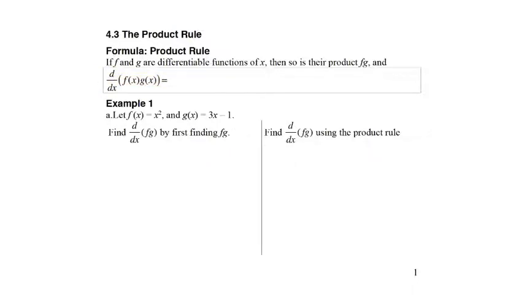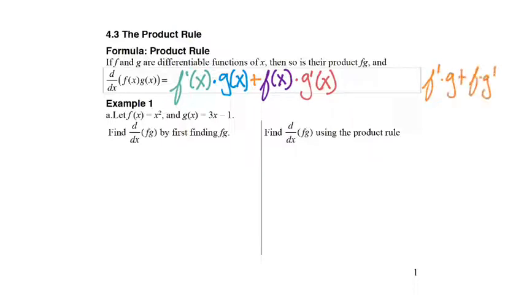The formula reads f prime, which is a derivative, times g, which is not a derivative, plus f, which is not a derivative, times g prime, which is a derivative. You'll be given this formula at the test, and a lot of times we like to abbreviate it to just f prime times g plus f times g prime. Take out the (x) pieces.